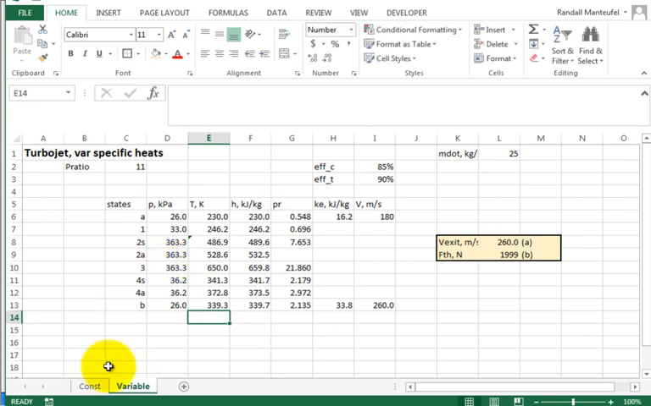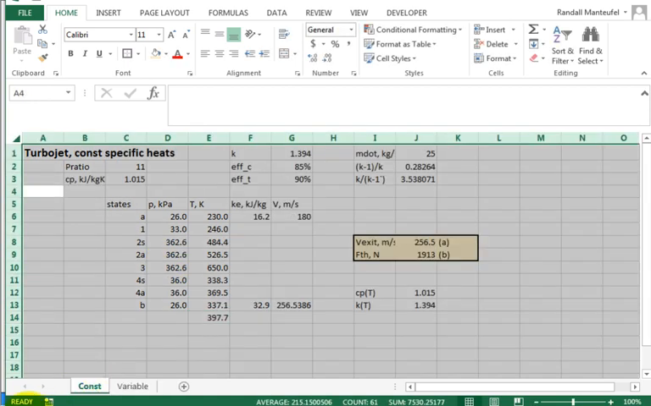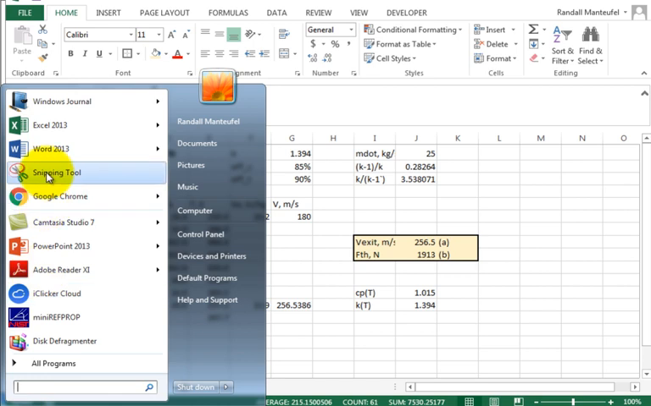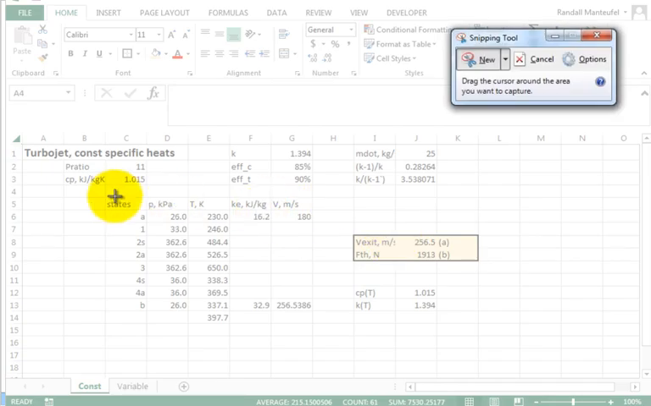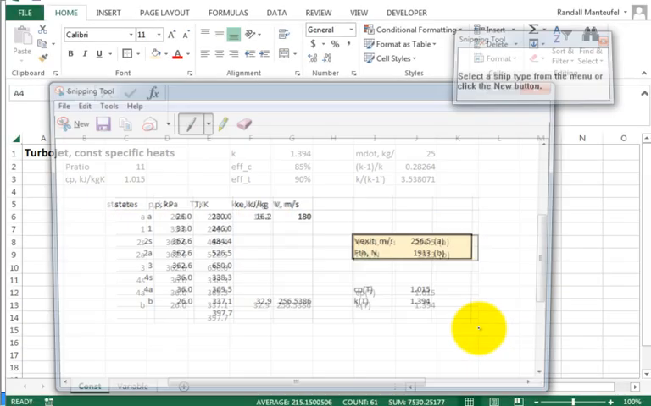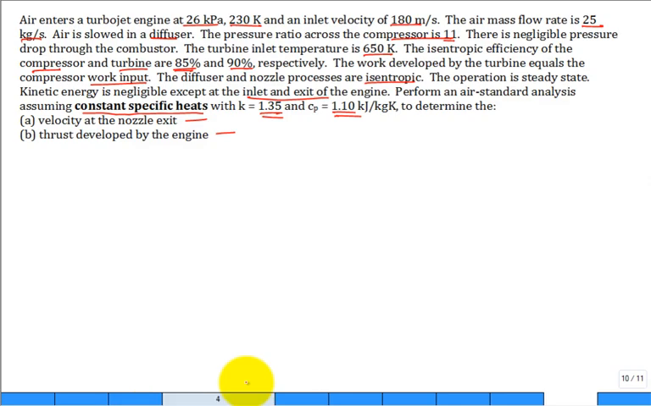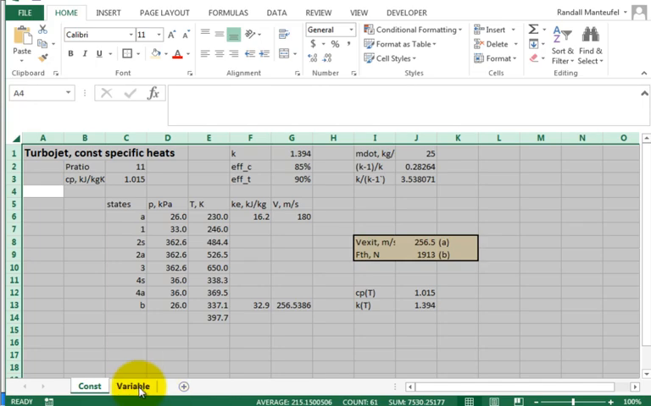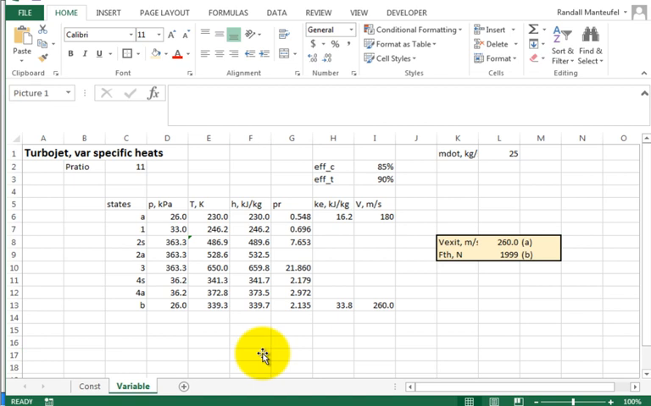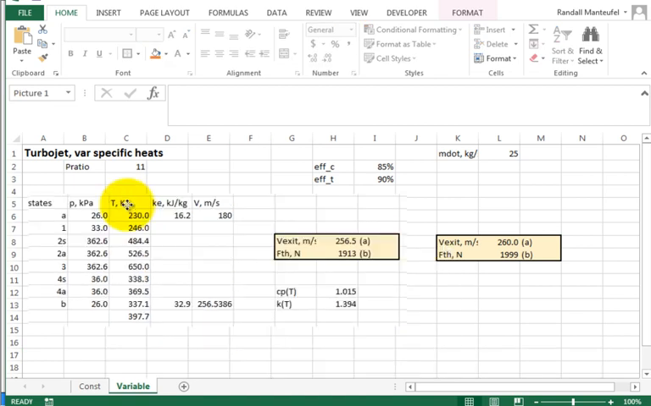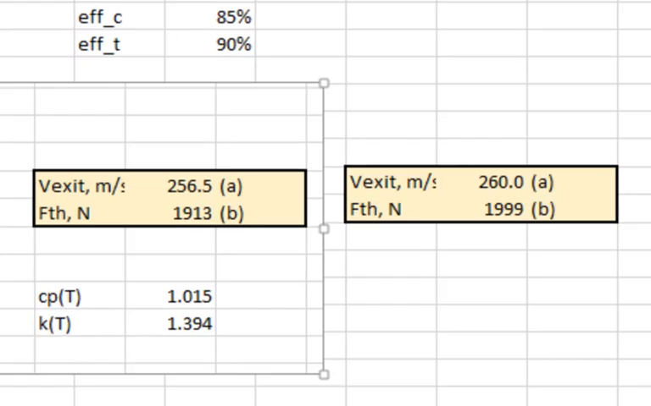If I come back here and I just grab the snipping tool so I can compare, I'm just going to grab those. Come over to the other sheet and paste it somewhere and take a comparison. If you use constant specific heats with reasonable values, it's pretty accurate.